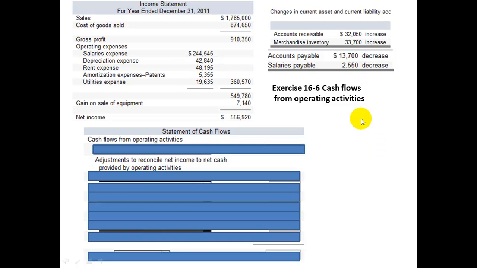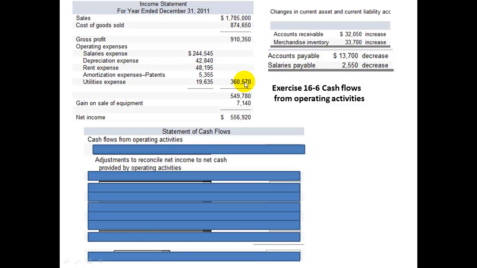Cash flows from operating activities. Here we have an income statement dated December 31st, 2011 with sales, cost of goods sold, gross profit. Operating expenses are salaries, depreciation, rent, amortization of patents, utility expense.